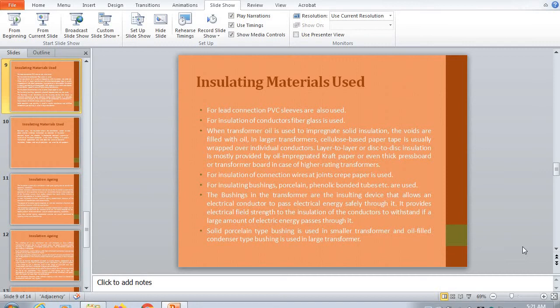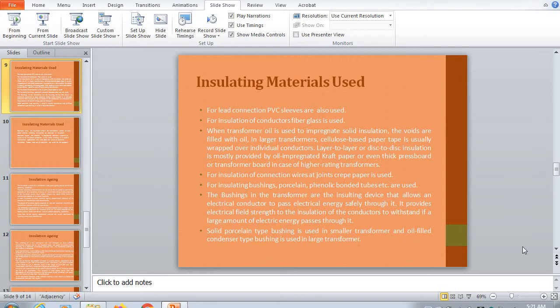Layer-to-layer or disc-to-disc insulation is mostly provided by oil-impregnated kraft paper or even thick press board or transformer board in case of higher rating transformers. For insulation of connection wires at joints, crepe paper is used. For insulating the bushings, porcelain, phenolic bonded tubes, etc. are used.